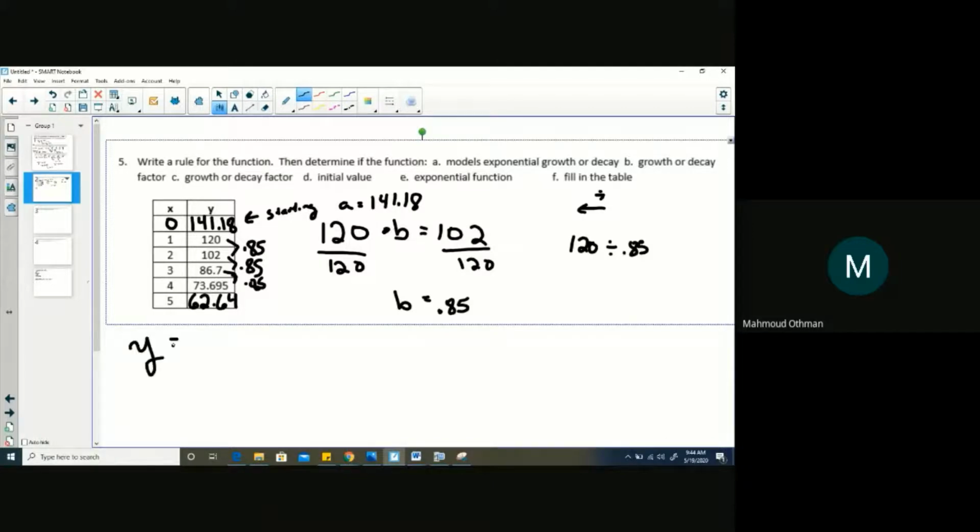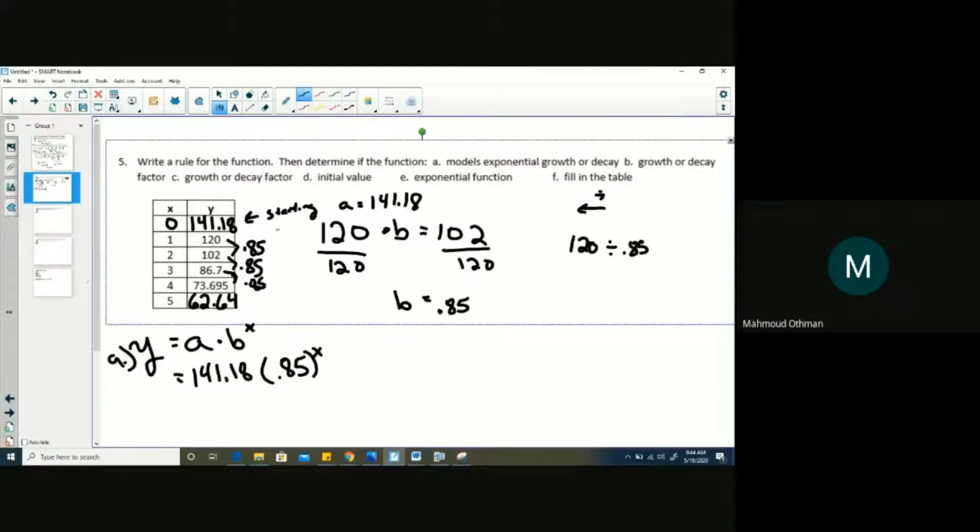Exponential functions are in the terms of y equals a times b to the x, which means that I have 141.18 times 0.85 to the x. So that's my function rule. Now, does this thing model growth or decay? So I answered A here. Now, does it do growth or decay?